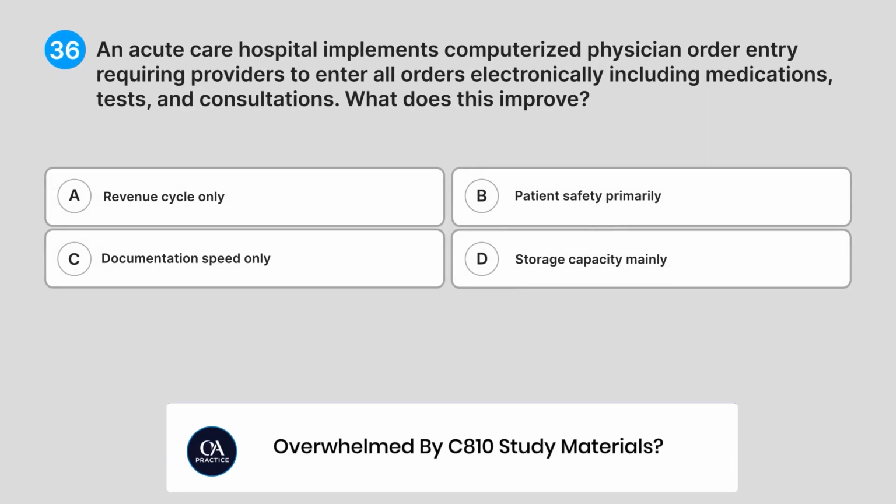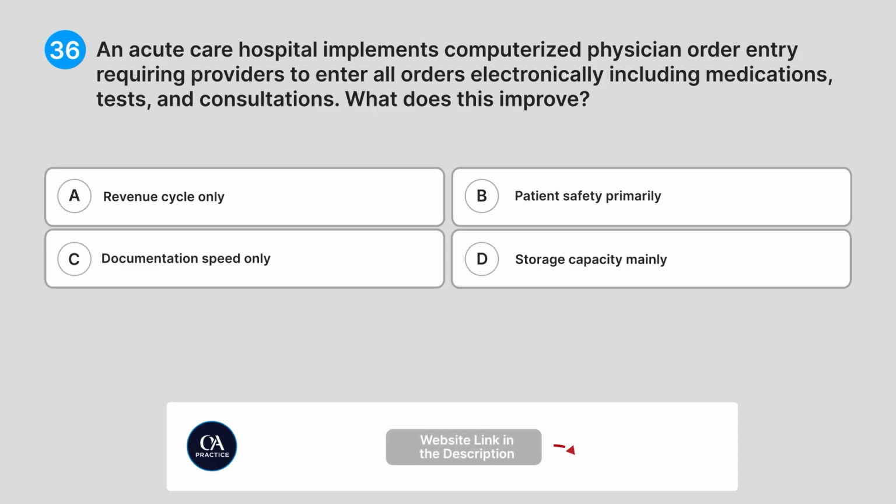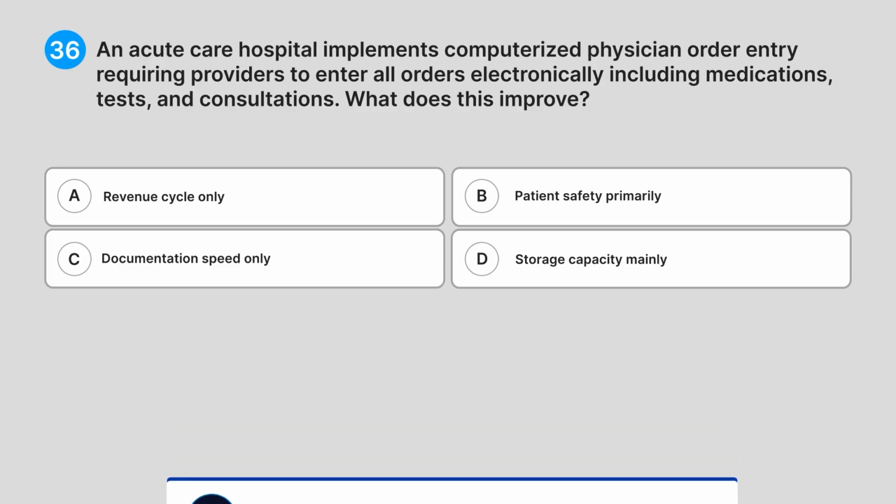36. An acute care hospital implements computerized physician order entry, requiring providers to enter all orders electronically, including medications, tests, and consultations. What does this improve? A. Revenue cycle only. B. Patient safety primarily. C. Documentation speed only. D. Storage capacity mainly.